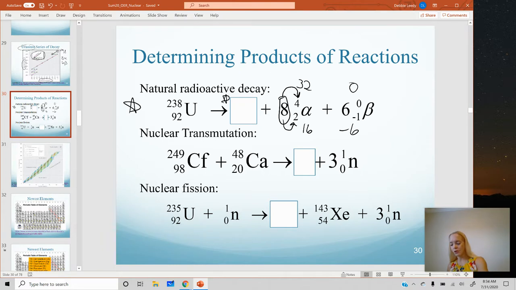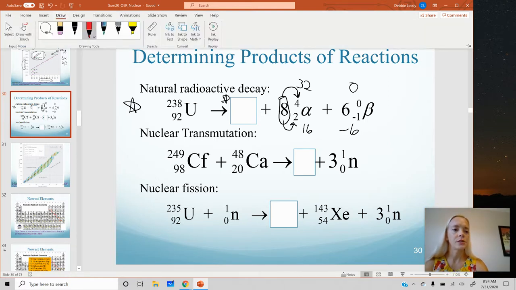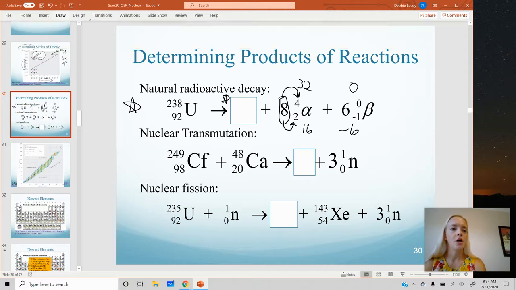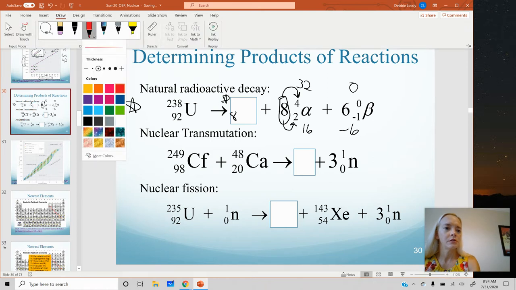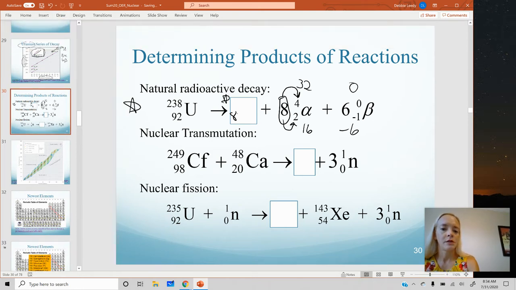Okay, so I assume that you paused to come up with answers. What you should have figured out, hopefully you determined that for our first reaction, we are actually producing lead. We get an atomic number of 82, and we get a mass number of 206.